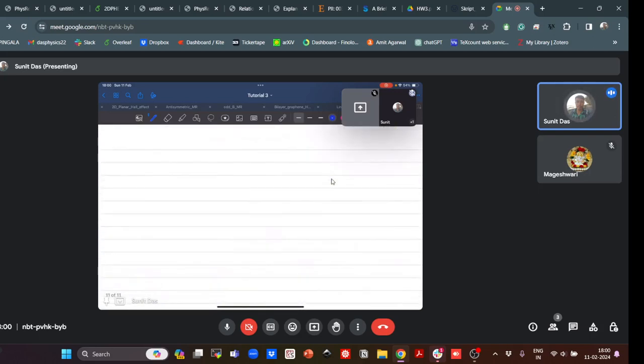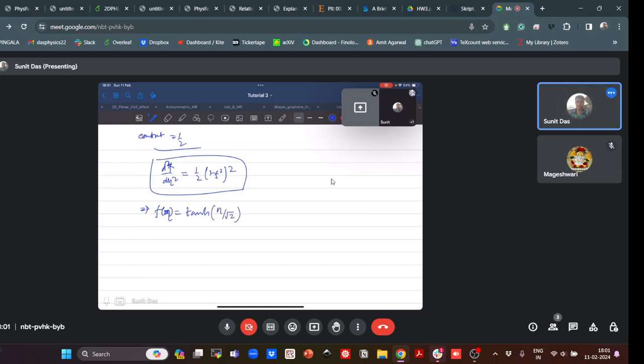I am not deriving this, it is a straightforward case, and the constant turns out to be half. So we are left with the equation d2f d eta 2 equal to half times (1 minus f square) squared. You can do a little bit of algebra and arrive at this. And the solution of the above equation is of the form f of eta equal to tan hyperbolic eta by root 2.